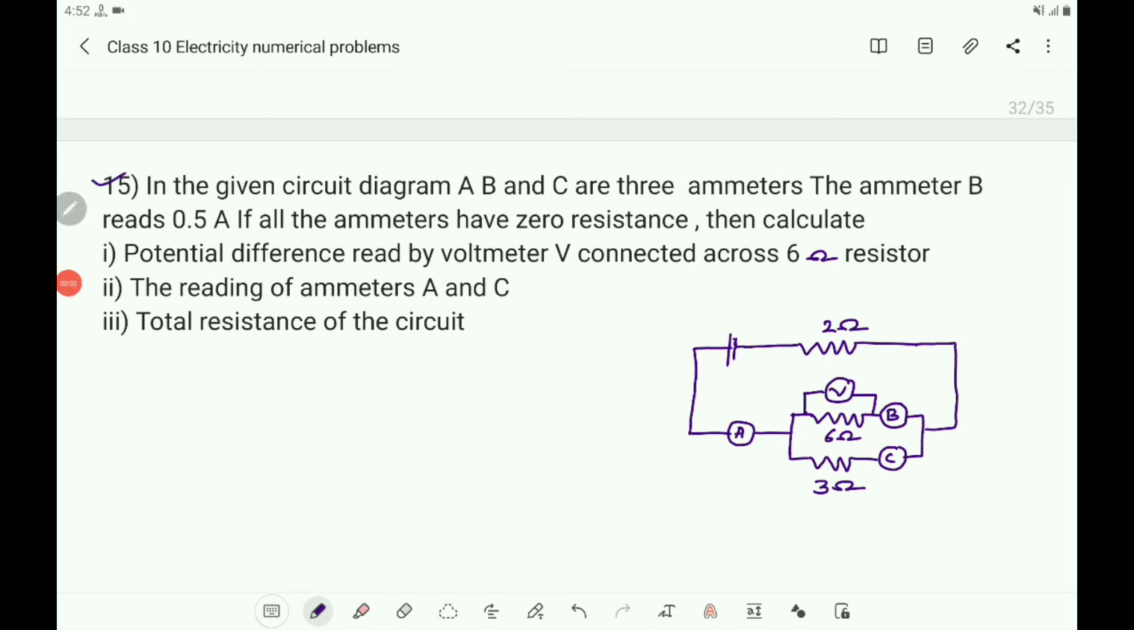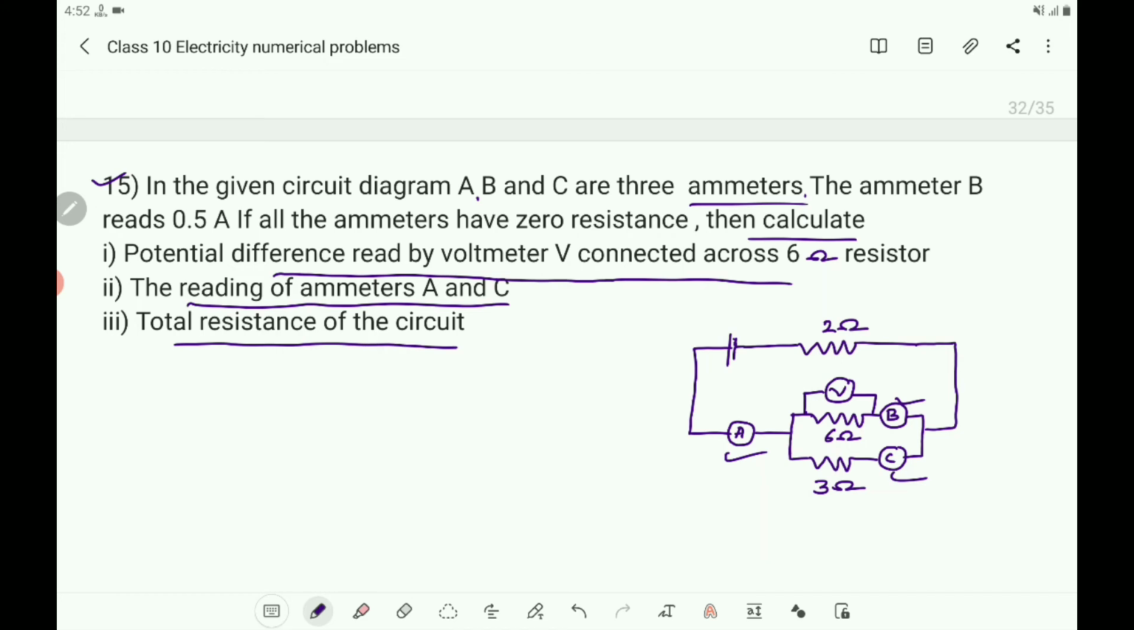Now the question number 15. In the given circuit diagram, A, B and C are 3 emitters. The emitter B reads 0.5 amps. If all the emitters have 0 resistance, then calculate the potential difference read by voltmeter V connected across 6 ohm resistor, the reading of emitters A and C, and the total resistance of the circuit.